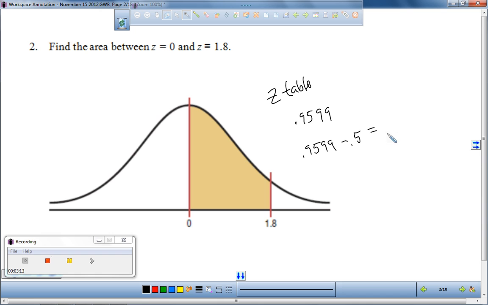And so for this one, we end up with 0.4599. And we're going to write that as a percentage again. So 45.99% of the curve is represented here. So 45.99%.